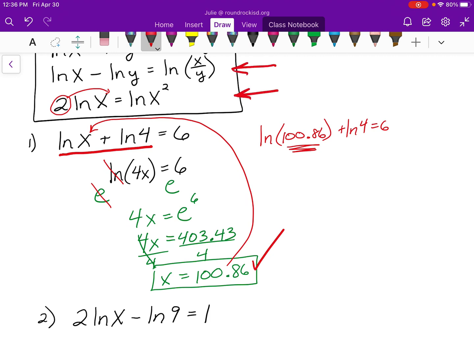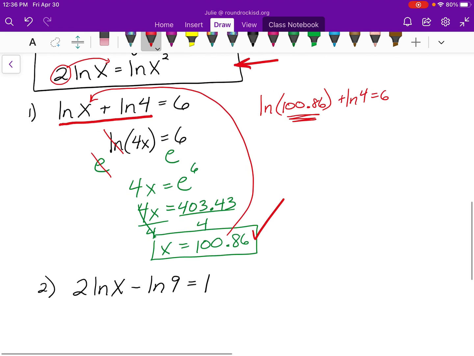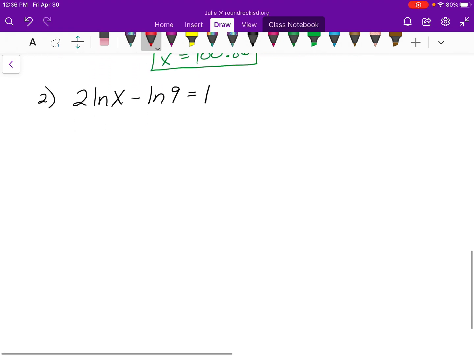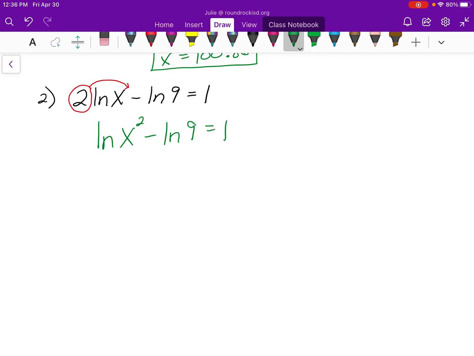But I have to use my third property, the power property, first, because I want to pull any coefficients into the natural log before I combine with the quotient property. So I'm going to take this 2 out front, and I'm going to pull it into the natural log as an exponent. So now I have natural log of x squared minus natural log of 9 equals 1. And now that I have natural log minus natural log, I can use the quotient property to pull those into 1 natural log as x squared over 9 equals 1.